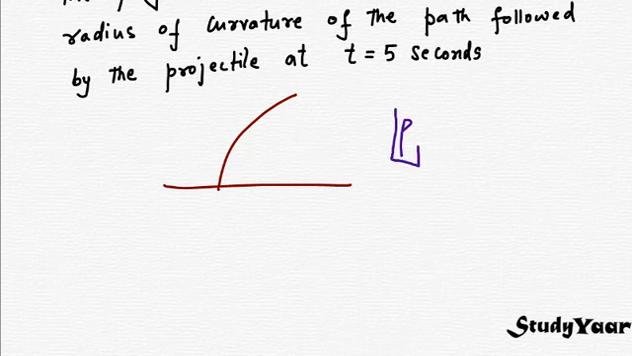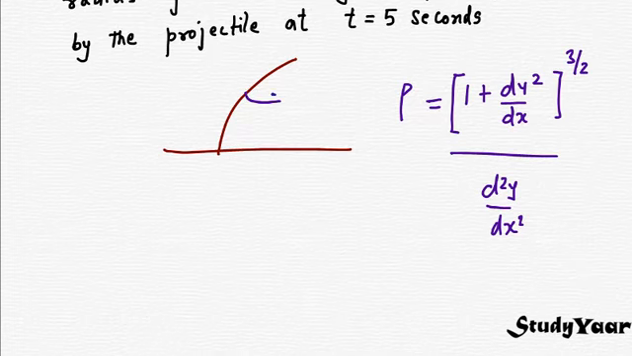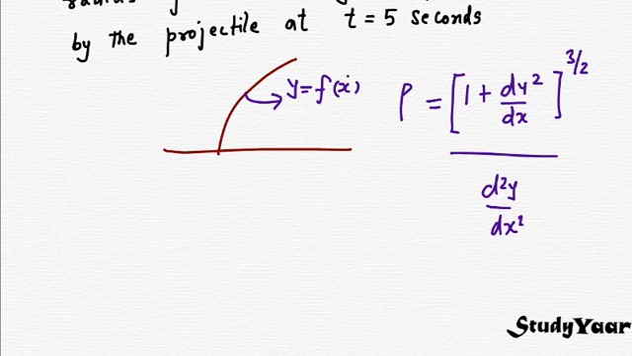So if this is the path followed by my projectile, my radius of curvature rho is equal to 1 plus dy by dx square, the whole raised to power 3 by 2, upon d square y by dx square, where this curve is y, which is a function of x. This is the equation of this curve, and if you know the equation of this curve, then the radius of curvature at any given point can be calculated by this formula.